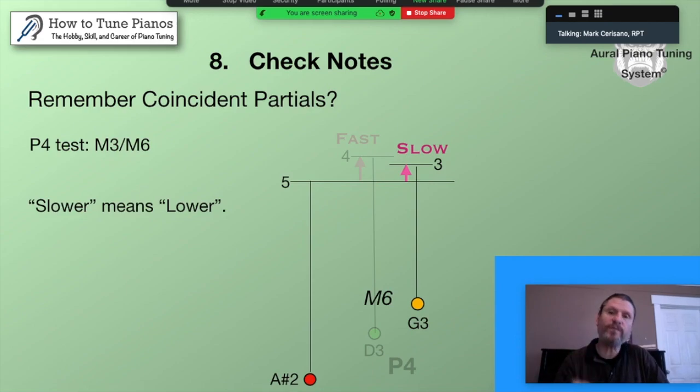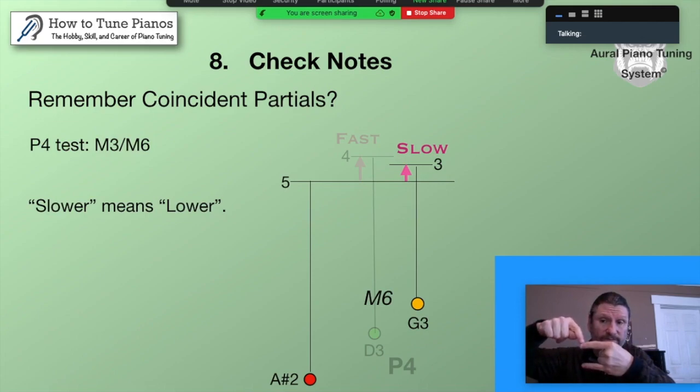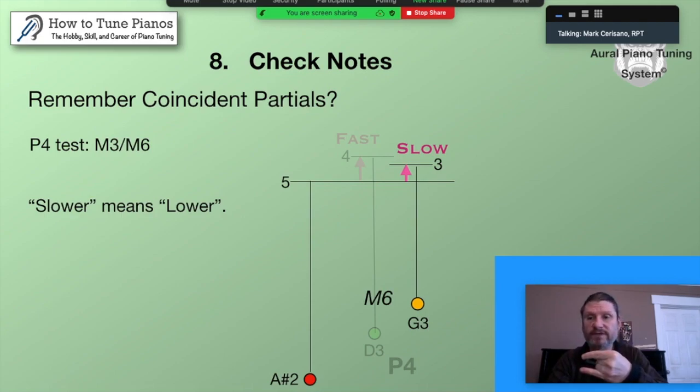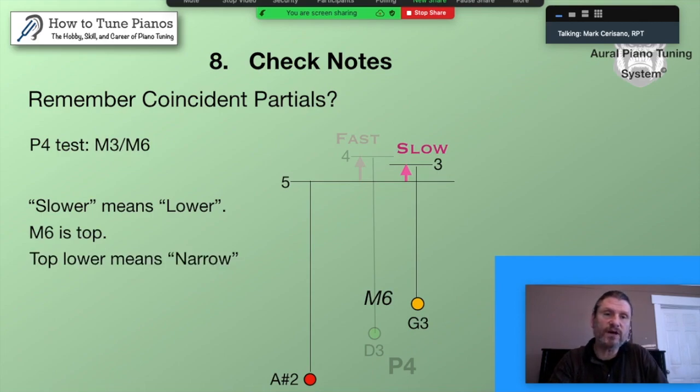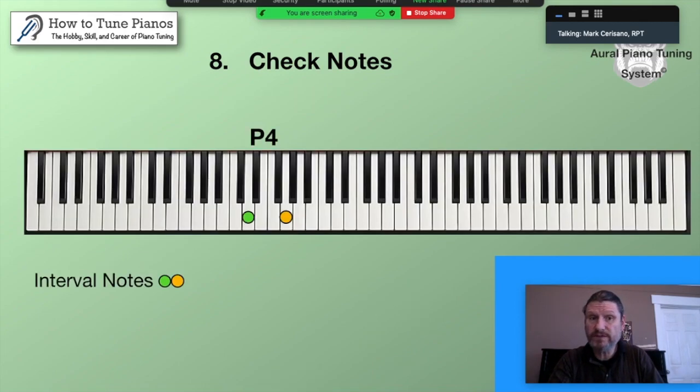And to determine whether the interval is wide or narrow, you just have to remember that slower means lower. And in this case, the major sixth is slower, and the major sixth was measuring the top note. So top, slower, means top, lower. So we have a narrow fifth. That's a narrow fifth. Major sixths on top, top lower means narrow.